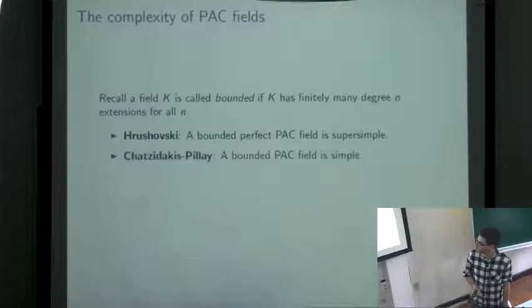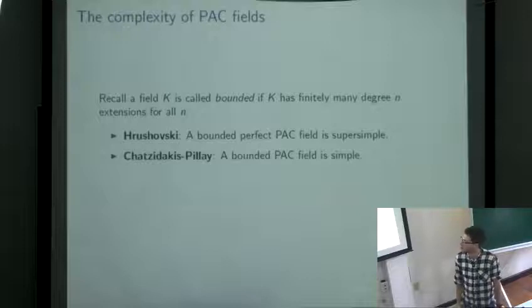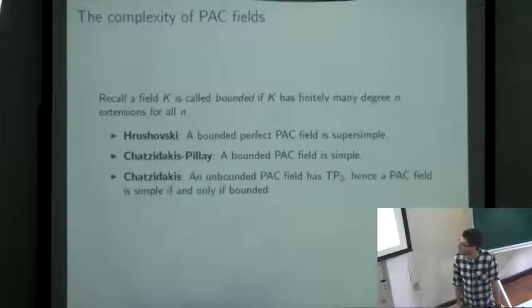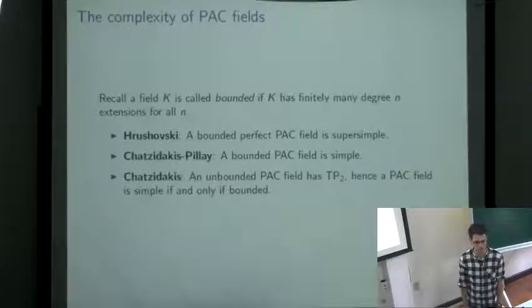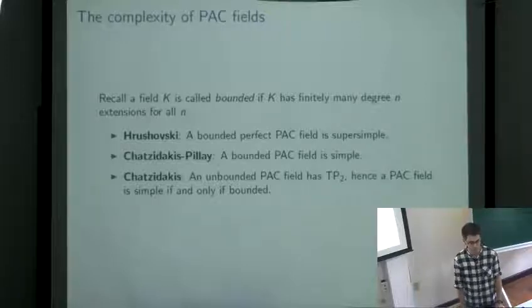Now, the perfect assumption was later dropped in this paper of Chatzidakis and Pillay on generic structures for simple theories. So in an appendix to that paper, they show that actually, if you drop perfect, of course, you won't have supersimple, but you can still get simple. So a bounded PAC field is simple. And later, Chatzidakis showed that this is a characterization. So an unbounded PAC field has TP2. So a PAC field is simple if and only if it's bounded.